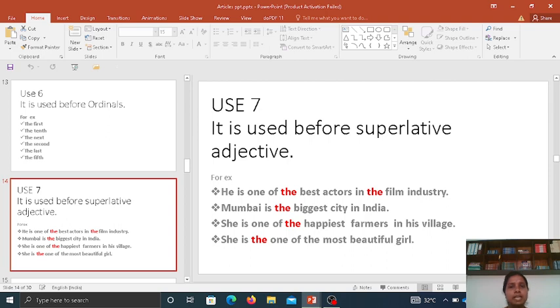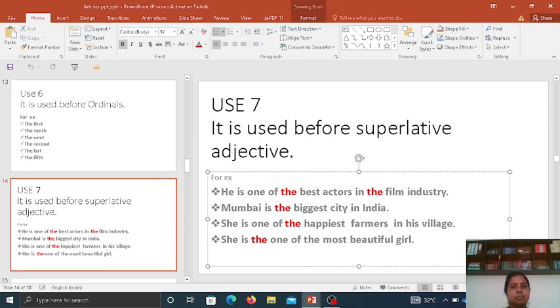Then, Mumbai is the biggest city in India. It shows the position, the biggest city in India. That's why we use "the" here. Again, she is one of the happiest farmers in the village. So "happiest" is the superlative degree. Again, she is one of the most beautiful girls in all. In this way we have to use "the" before the superlative degree.